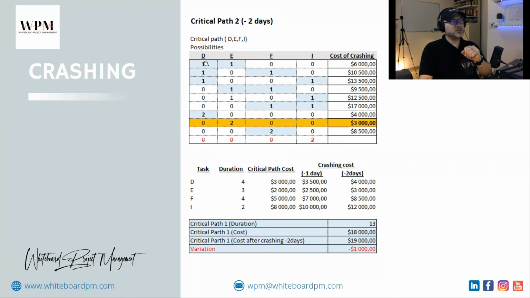If I take the cost of crashing for D and E, for 1 day, this is 3,500, 2,500, together it's 6,000. So I put it here, and I put all the others, the logical crashing only. The minimum of those is 3,000. The minimum is crashing of which activity? It's only activity E for 2 days.